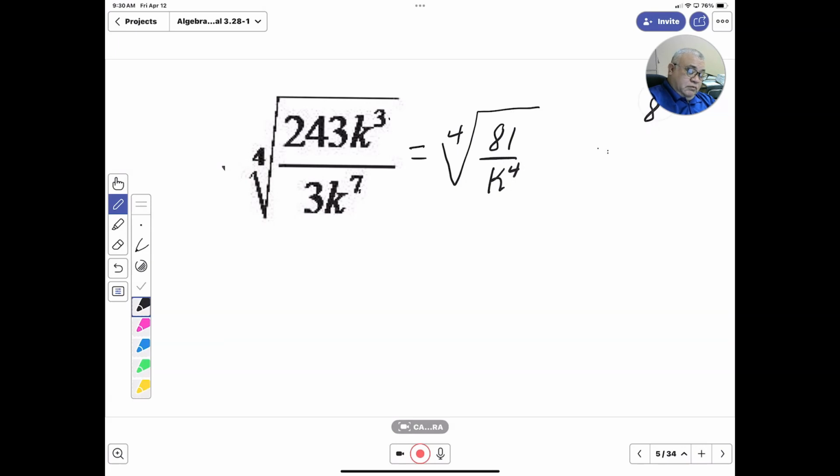What I'm going to do is the prime factorization tree for 81. So we have 9 times 9. We have 3 times 3 times 3 times 3. You notice there's four 3s. So I can get the fourth root of 81. So the fourth root of 81 is just 3. And the fourth root of k to the 4 is just k. So this will simplify to 3 divided by k.